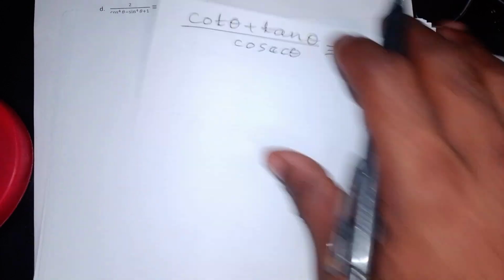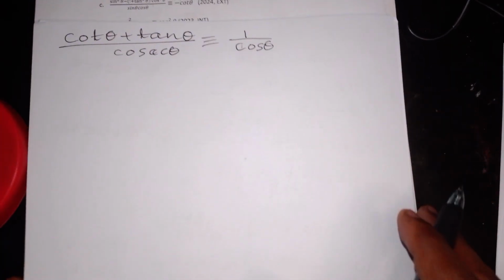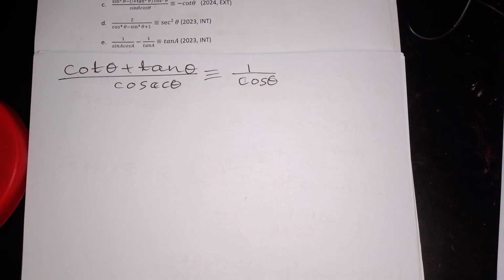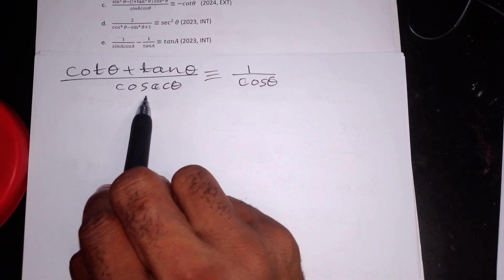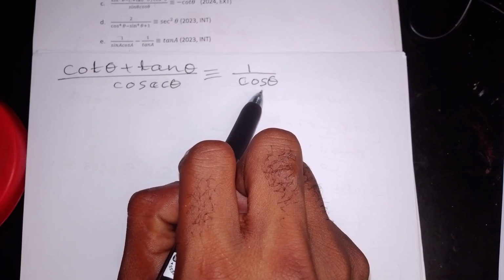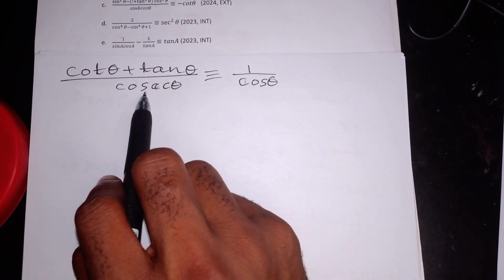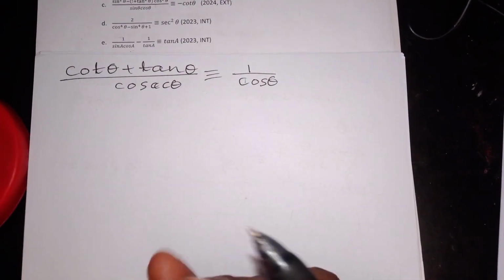So feel free to attempt the problems or the identities before I solve, because remember, we always have different ways of proving these identities. So first of all, we have cot, we have tan, we have sec, cosec, and then what we want is cosec in the denominator. So that means you have to get rid of this. But how do you do that? You can change these to sine and cosine.